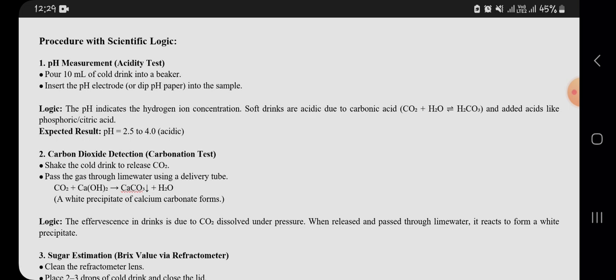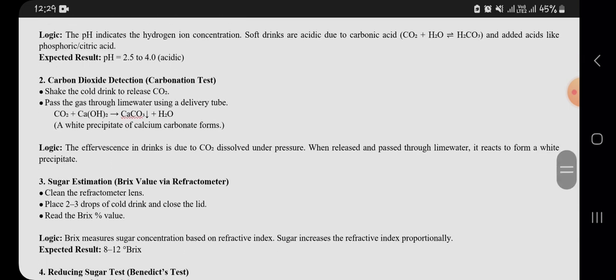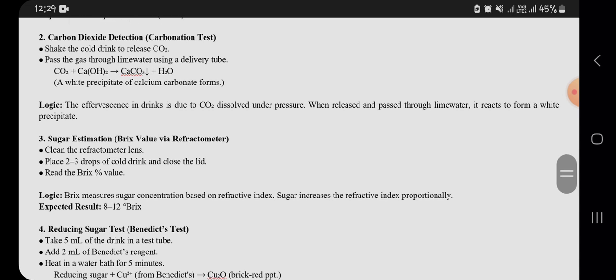Next one is carbon dioxide detection, which is the carbonation test. Shake the cold drink to release carbon dioxide. Pass the gas through the lime water using a delivery tube. Its logic is the effervescence in drinks is due to carbon dioxide dissolved under pressure. When released and passed through lime water, it reacts to form a white precipitate.